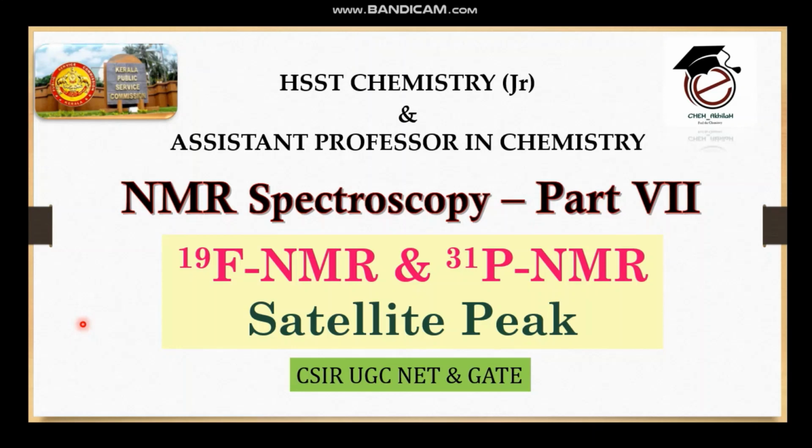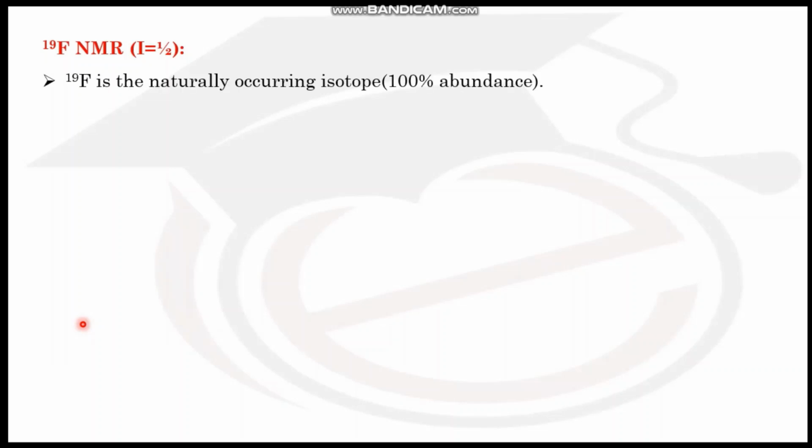Now let's go to today's video, that is F19 NMR and P31 NMR. F19 NMR has an I value of 1/2. We already discussed proton and C13 NMR, which also have an I value of 1/2. F19 is the naturally occurring isotope with 100% abundance. The reference used here is trichlorofluoromethane. In proton NMR and C13 NMR we use TMS as the standard or reference, but here trichlorofluoromethane is used as the reference.